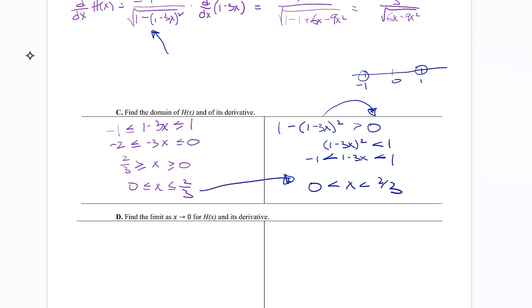Now, limit is not going to be the same. It's not always going to be that they're the same value. When you take the limit, it's going to be different. So cosine inverse of 1 minus 3x, well, let's plug in 0. And we get cosine inverse of 1 minus 0, which is 1. Cosine inverse of 1 is going to be equal to 0 degrees, or 0 radians, I should say. Limit as x approaches 0 of the derivative would be 3 over 6x minus 9x squared.